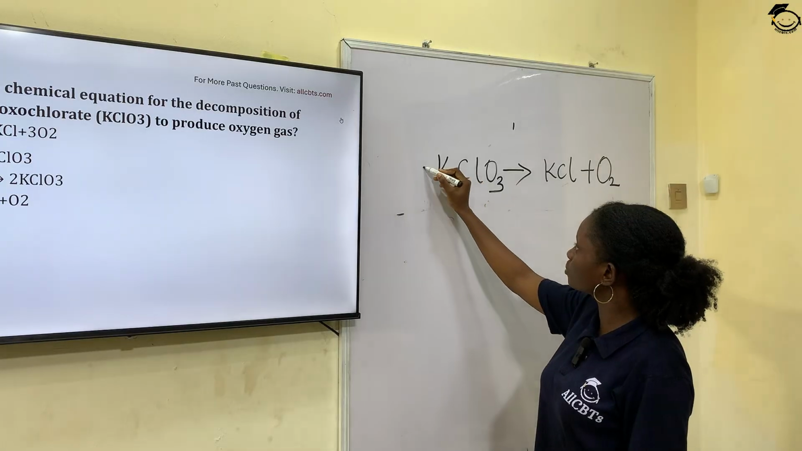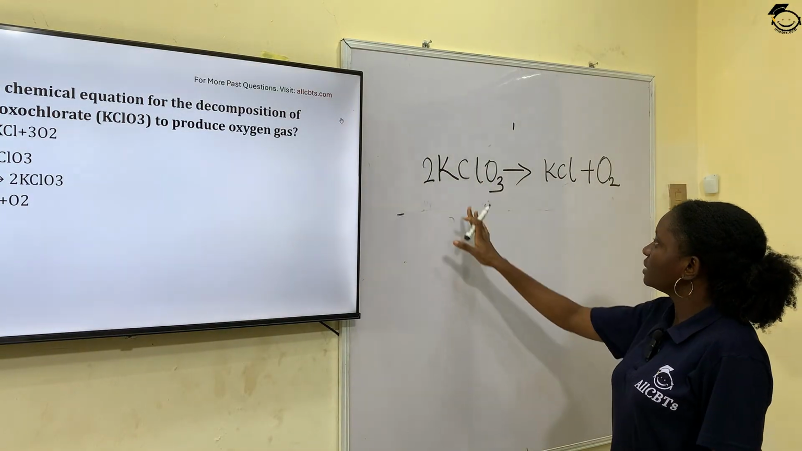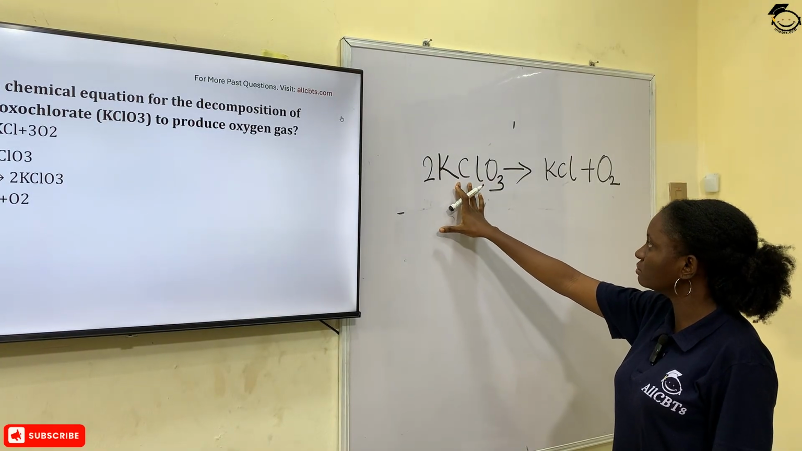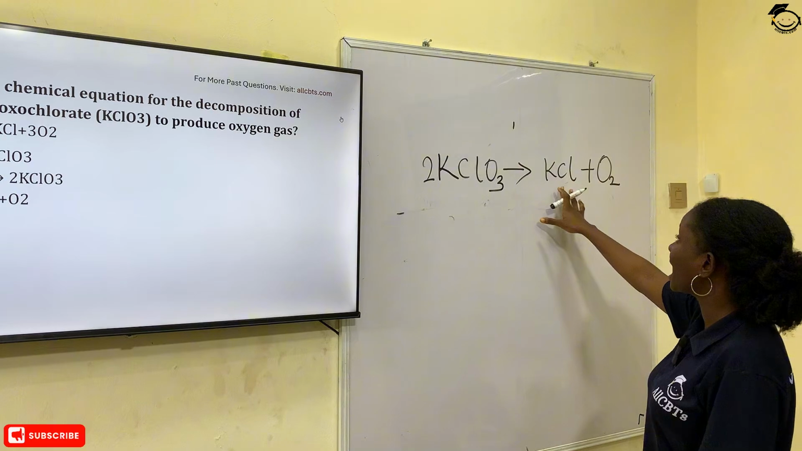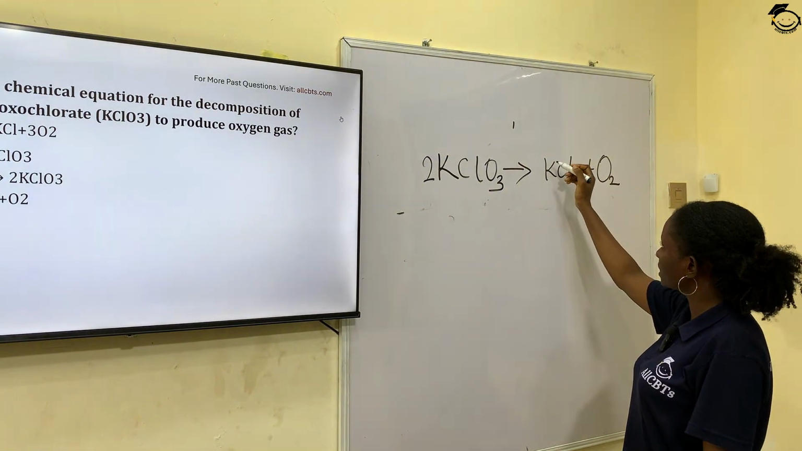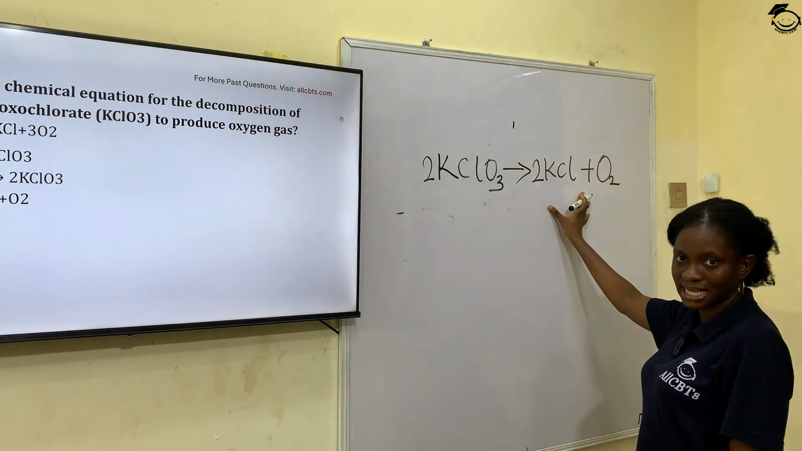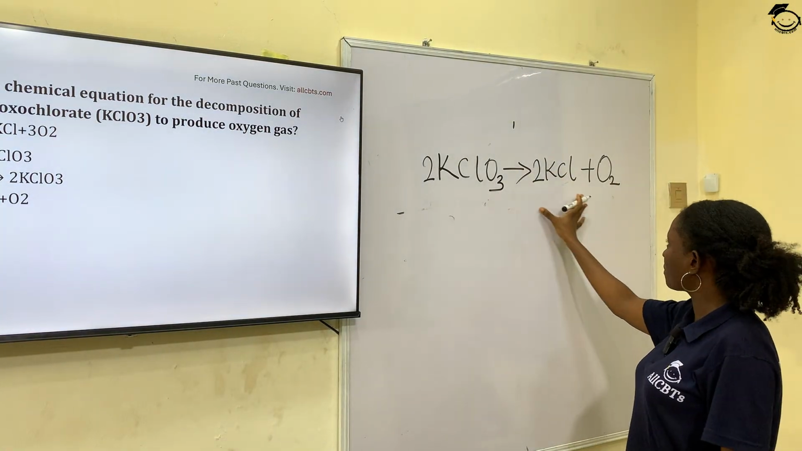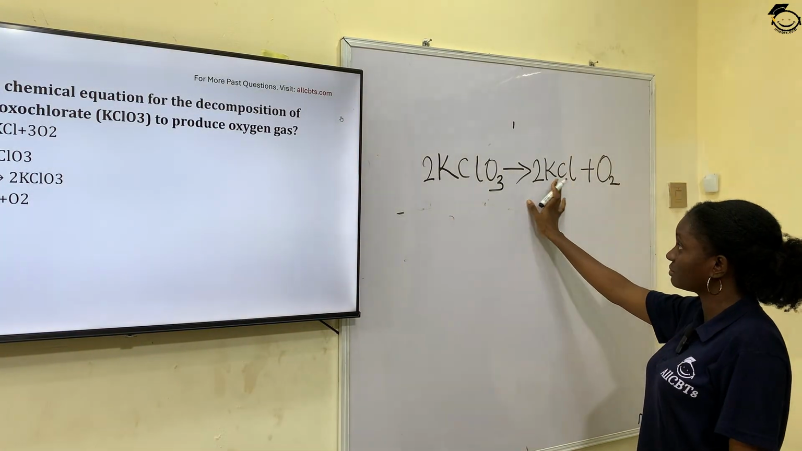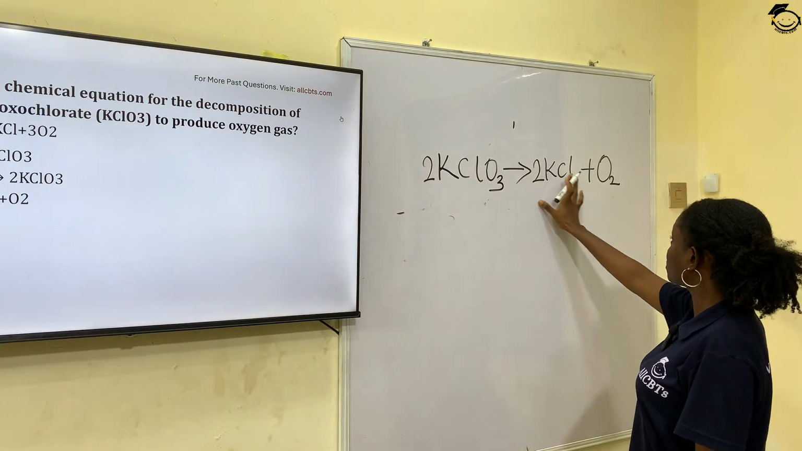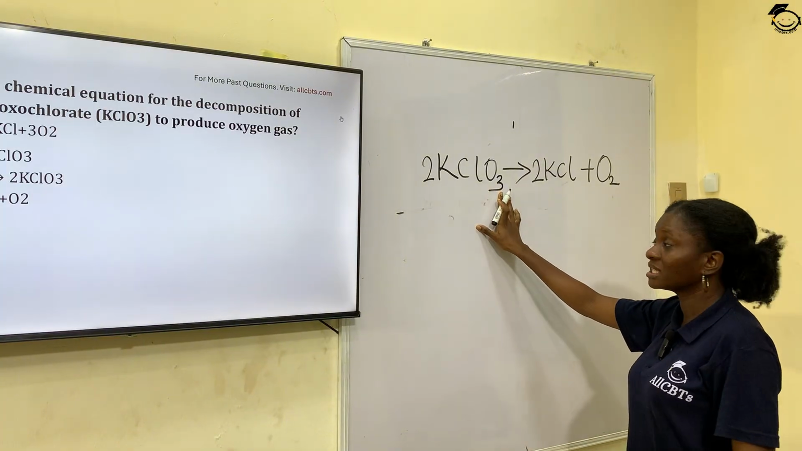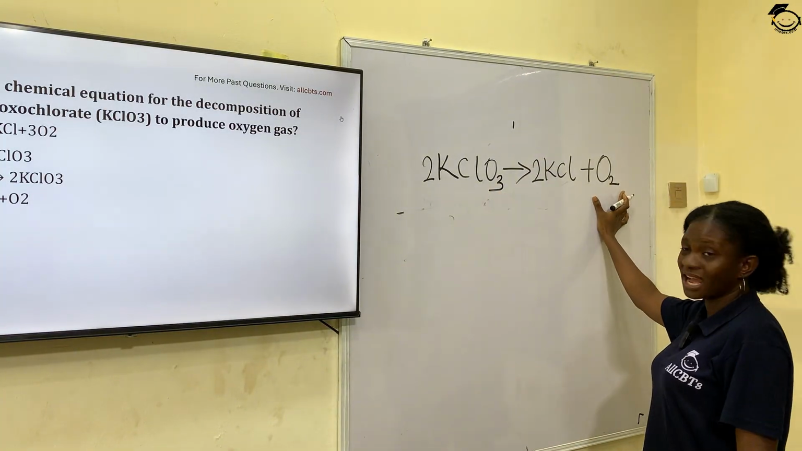Let's put 2 here. Now there's a change. We have 2 potassium, 2 chlorine here, but we have 1 chlorine, 1 potassium. So to balance this, we need to put 2 at this side. So let's see if our equation is balanced. We have 2 potassium, 2 potassium here, 2 chlorine, 2 chlorine, that is balanced. What about oxygen? 2 times 3, that's 6. And here we have just 2.